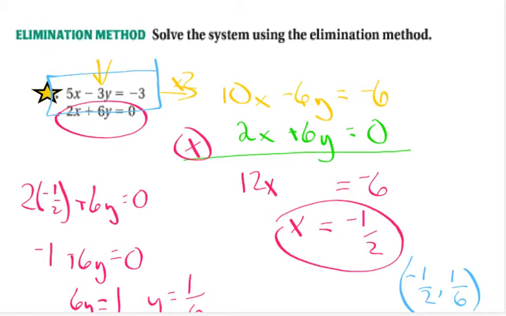5 times negative 1/2 would be negative 5/2, or negative 2.5. Minus 3 times 1/6, well, that's 1/2. So negative 2.5 minus another half ends up being negative 3. Booyah! That point works for both equations. We've solved the system of equations.